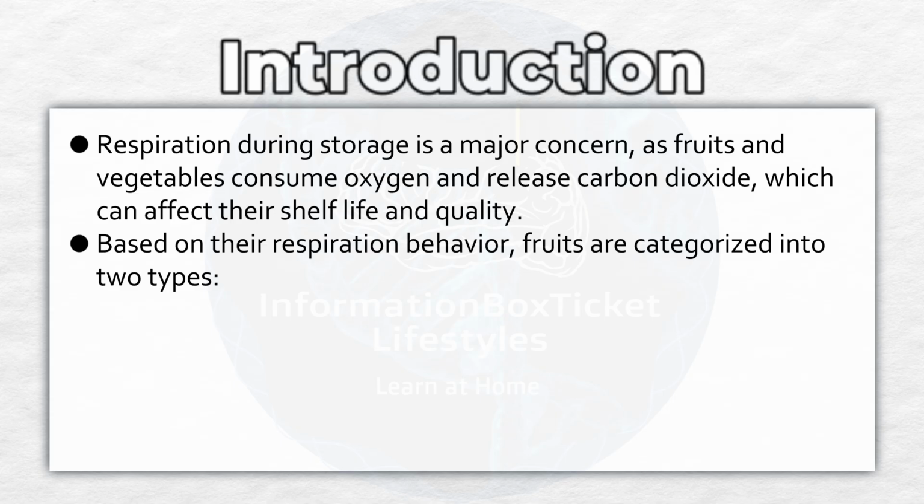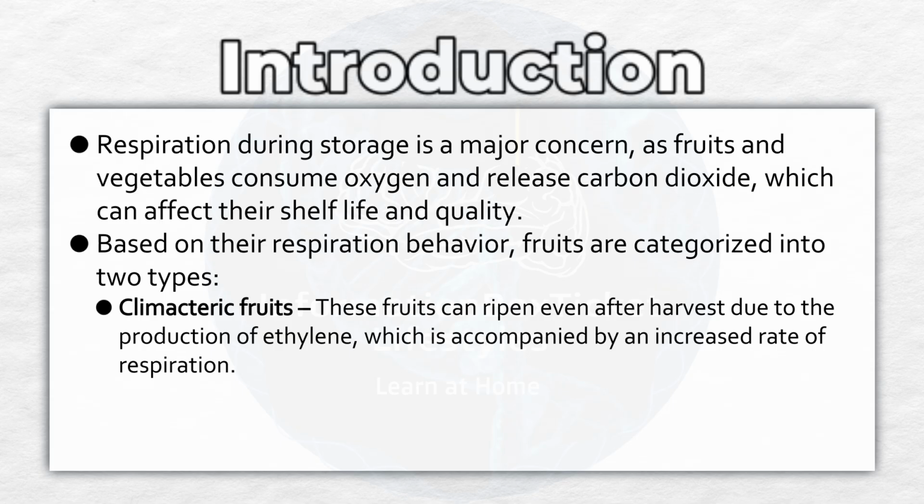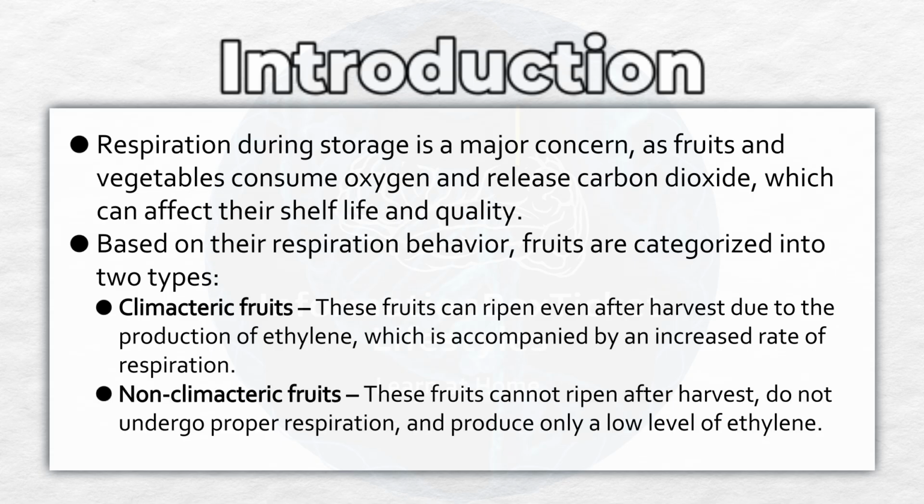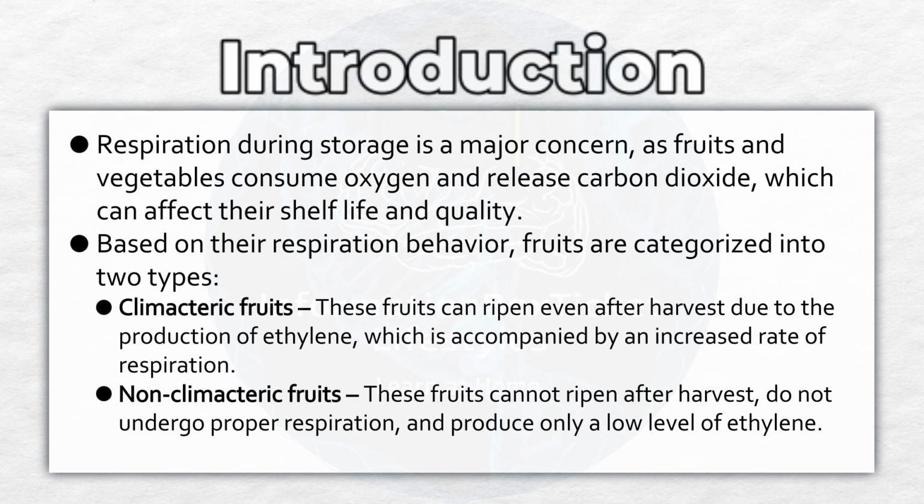Based on their respiration behavior, fruits are categorized into two types: climacteric fruits. These fruits can ripen even after harvest due to the production of ethylene, which is accompanied by an increased rate of respiration. Non-climacteric fruits. These fruits cannot ripen after harvest, do not undergo proper respiration, and produce only a low level of ethylene.